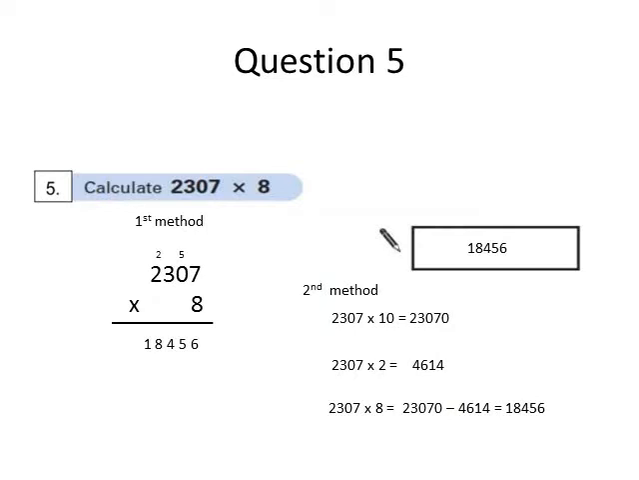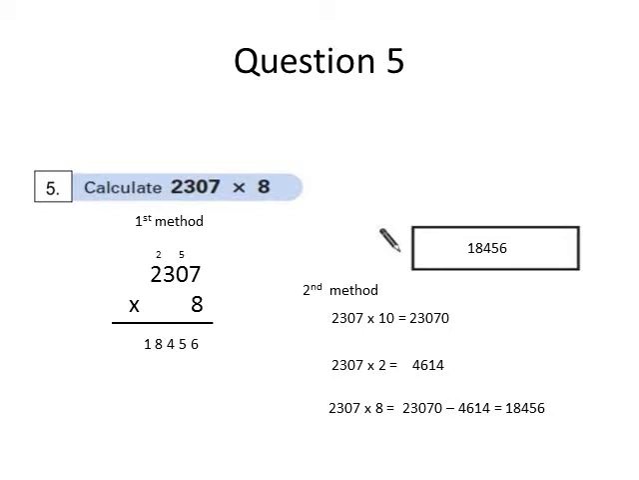In question number 5, he asked me to calculate 2307 times 8. So I have two methods to solve this question, by the way, and both of them you know very well. The first method is the ordinary method, multiplying in the compact way: 7 times 8 equals 56, 6 and carry 5. 0 times 8 equals 0, plus 5 equals 5. 3 times 8 equals 24, 4 and carry 2. And 2 times 8 equals 16, plus 2 equals 18. And the answer is 18,456. But the other way is an easier way.